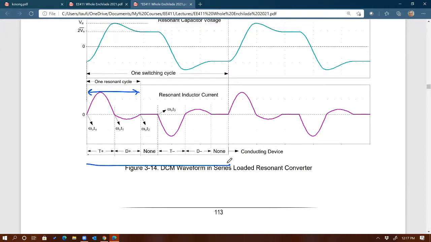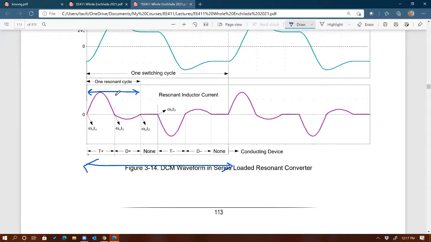And here's the switching period, okay? So that's omega naught and that's omega s, right? Or T naught, I should say this is T naught, the resonant period, and here's the switching period, right? So two different frequencies. And as you can see, if you want to have DCM, then two times the resonant period has to be smaller than the switching period, right? You can see clearly from this graph.